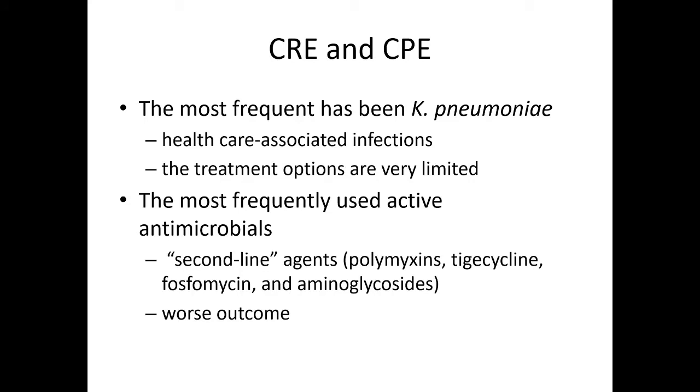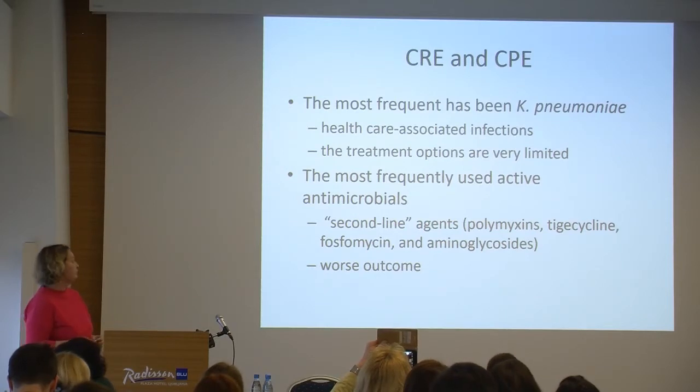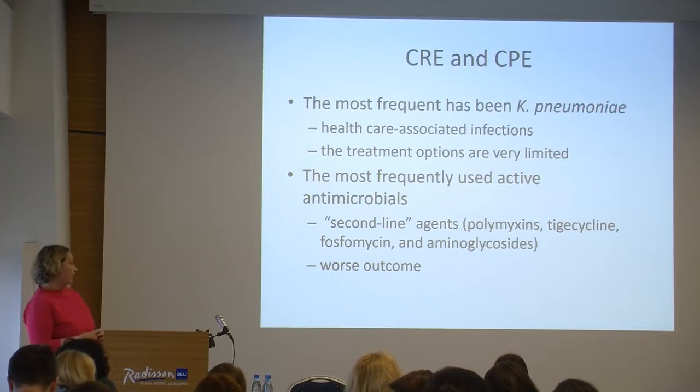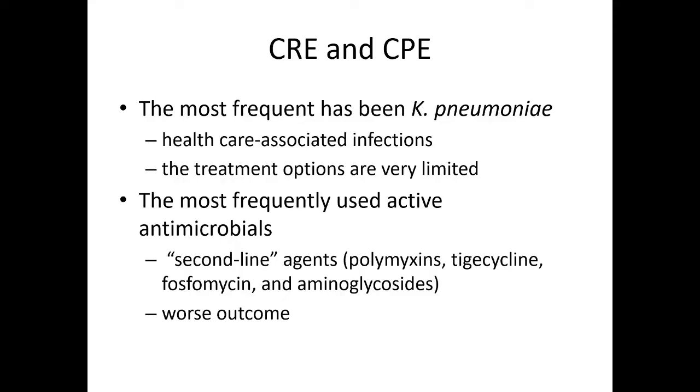Carbapenem-resistant and carbapenemase-producing Enterobacteriaceae are not the same, because sometimes carbapenemase-producing bacteria are more sensitive to other antibiotic classes than the carbapenem-resistant bacteria, which are usually resistant to more antibiotic classes. They cause very often healthcare-associated infections, but they can also be found in the community. And as I said, the treatment options are very limited. We are using the so-called second line agents like polymyxin, tigecycline, fosfomycin, and also aminoglycosides, which is good for some infections, but not for others. And usually the outcome is worse, not just because of those second line agents, but because we don't start with the right empirical treatment at the beginning.